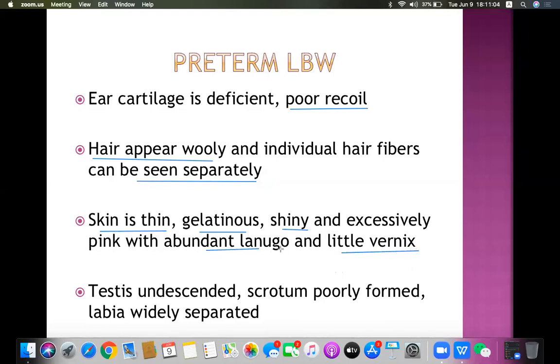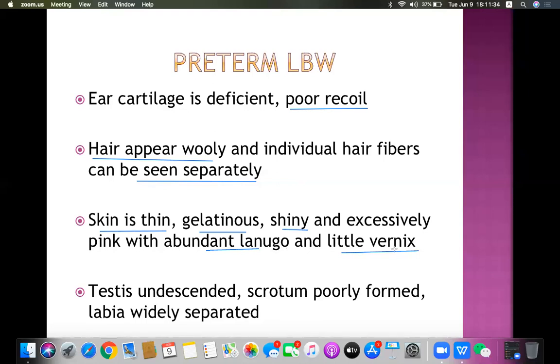So what is lanugo and what happens to the lanugo? What is the difference in preterm and full-term baby? Yes? Small thin hairs are present on the body. Okay, that is called lanugo. Both of them, Mujib and Rana Etisam, are right actually. So lanugo means this is a baby hair. Just remember, this is baby hair. And this is more abundant if the babies are born prematurely.